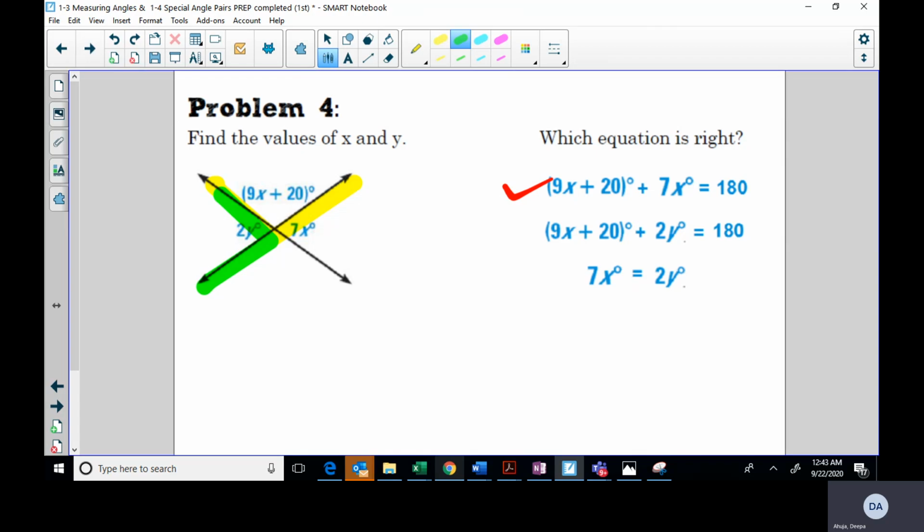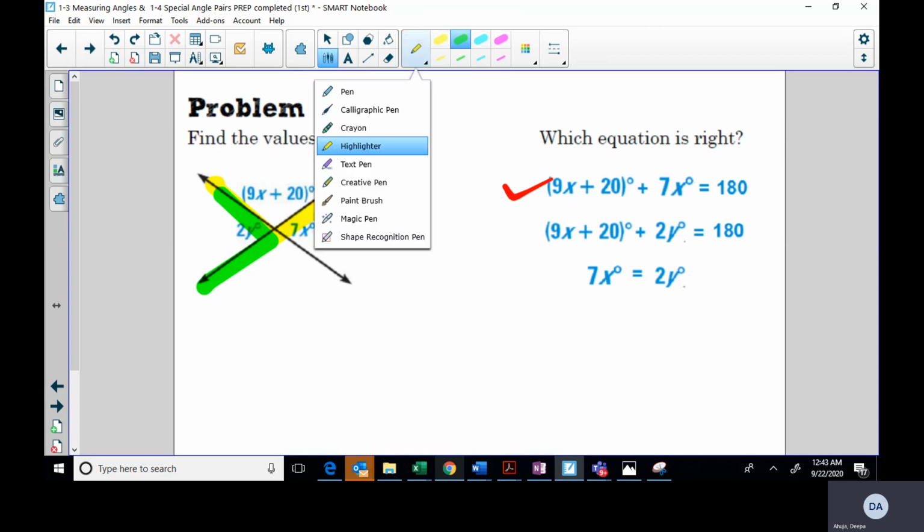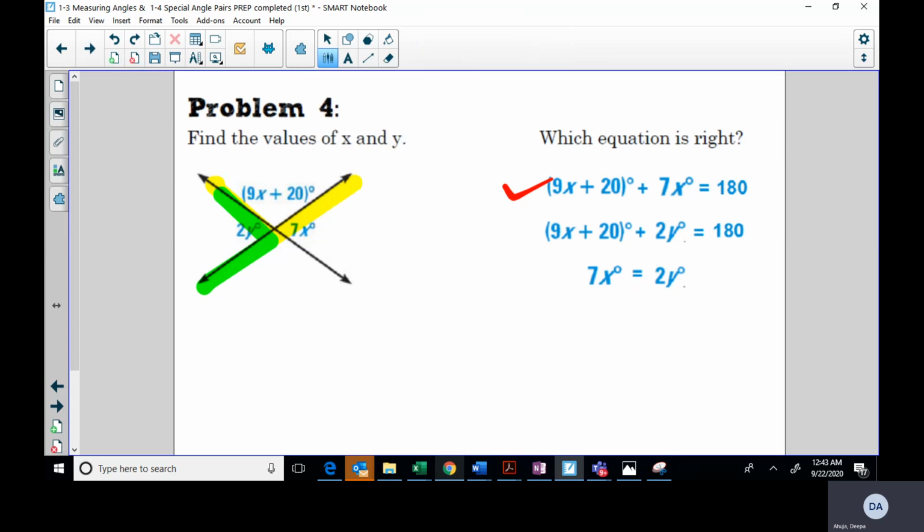But if you look at this, there are two different variables here. One is your x, another one is your y. How will you solve one equation with two variables? For two variables, you need two equations. Your answer will be stuck in x and y. That's why we cannot use this setup.